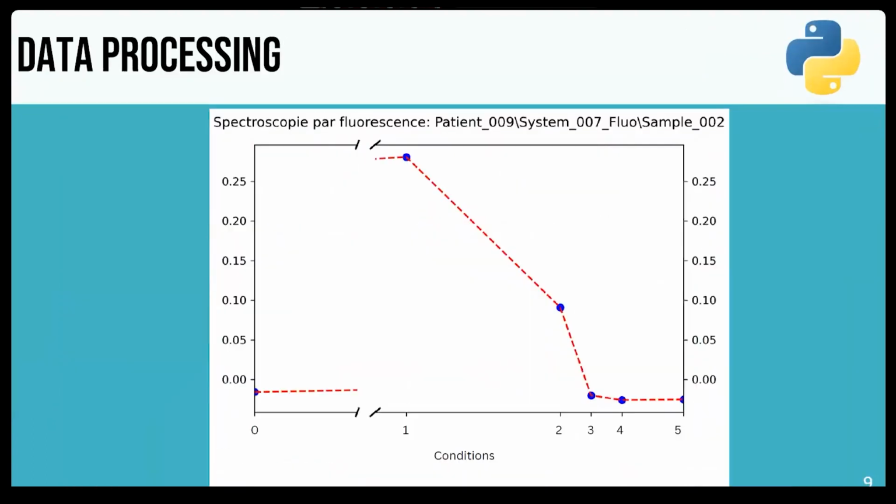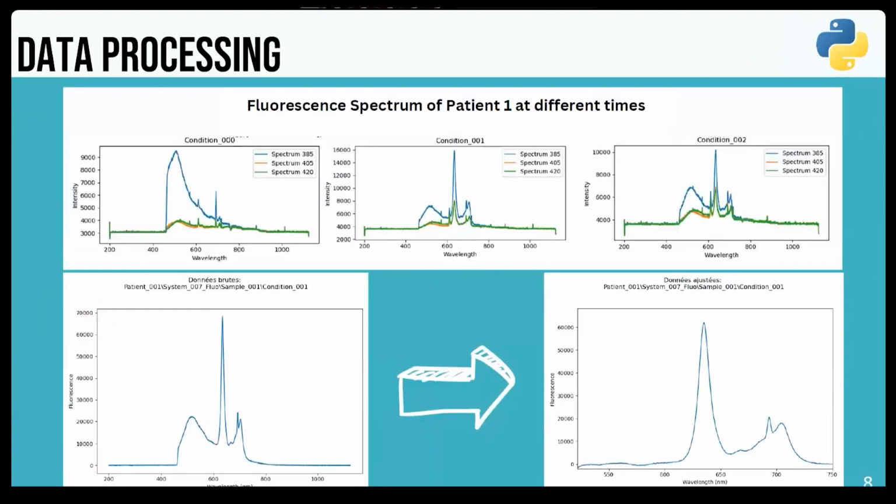So this is what the first graph is, what the raw data look like. And when we look at one curve, for example this one, we have two interesting things here. The peak in the center shows us the amount of protoporphyrin 9 we have in the skin.